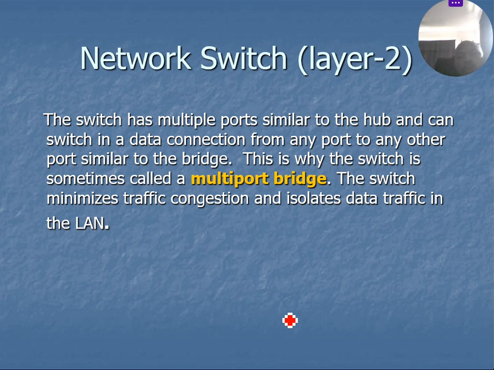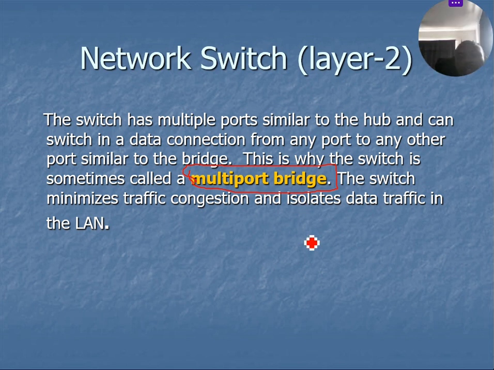Okay, so a switch has multiple ports similar to the hub, and can switch a data connection from any port to any other port in the same manner that the bridge does. Now this is why the switch is sometimes called a multi-port bridge. Although a bridge just has two ports that communicate with each other, a switch has many ports, but two of them will establish their connection at a time. We're going to show it diagrammatically.